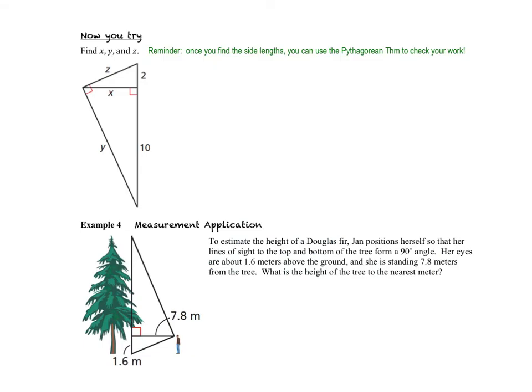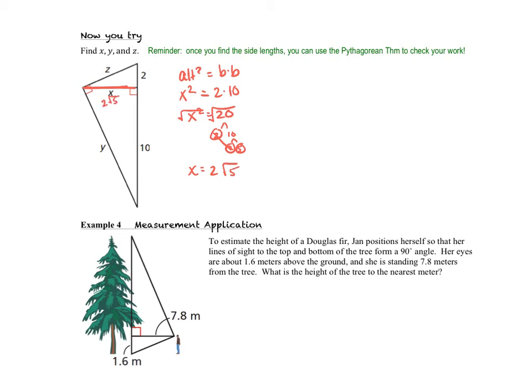Okay, for the now you try, I'm going to walk you through this one. So remember that altitude squared equals base times base. So I've got my altitude is x. So x squared equals 2 times the other base of 10. So x squared equals 20. Square root both sides, and then we have to simplify. 2 times 10, 2 times 5. So the 2's come out and the 5 stays inside, so x is 2 radical 5. So that's my altitude, 2 radical 5.